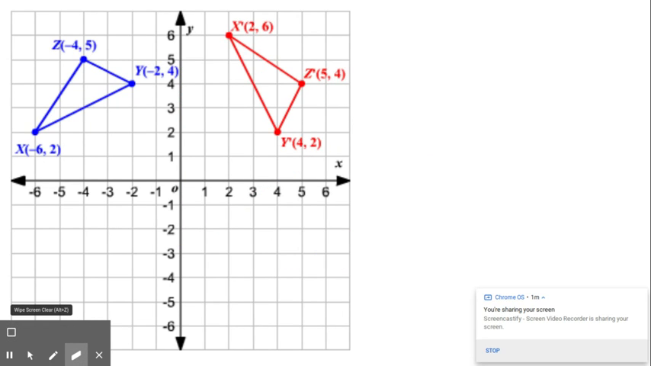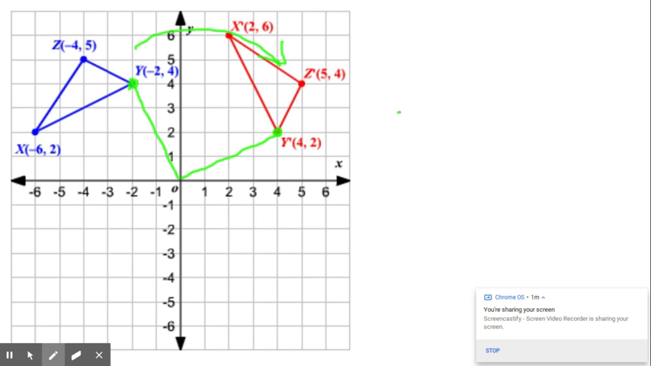So I have triangle XYZ and X prime, Y prime, Z prime. So we start off with the blue one because it doesn't have the primes. So I'm just going to randomly start with point Y. So if I start with point Y and I draw a segment from Y to the origin, because I'm rotating around the origin, and then I draw one from the origin out to Y prime, because that's the image point, I can see that I went this direction.